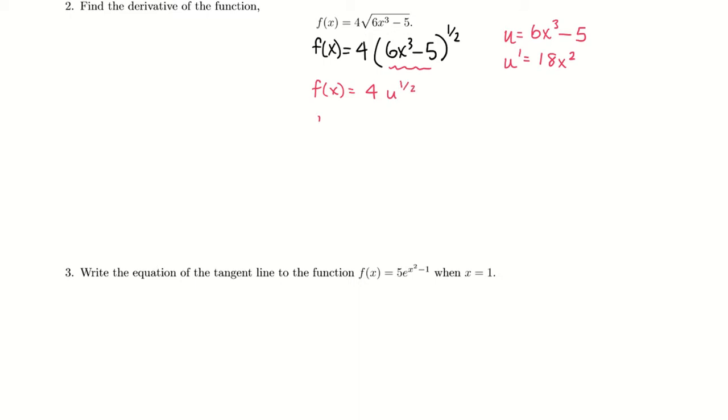So f prime of x would be 4 times the power of u, times u, subtract 1 from the power, that would be negative 1/2, times the derivative u prime. And we can simplify that a little bit, the 4 and the 1/2, so it's going to be 2u to the negative 1/2 times u prime.